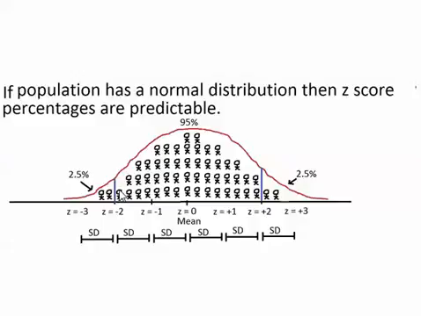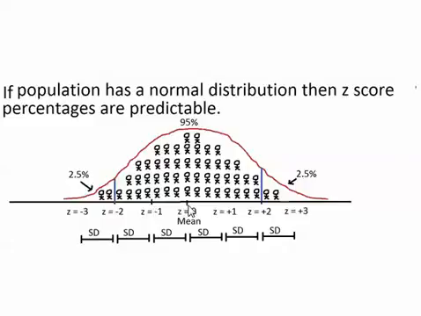Now let's think about what IQ scores go along with -3 and +3. Well, if you start at 100 and you go down by 15, that's 85. If you go down by 15 again, that's 70. If you go down by 15 one more time, that's 55. So 55 goes along with -3.